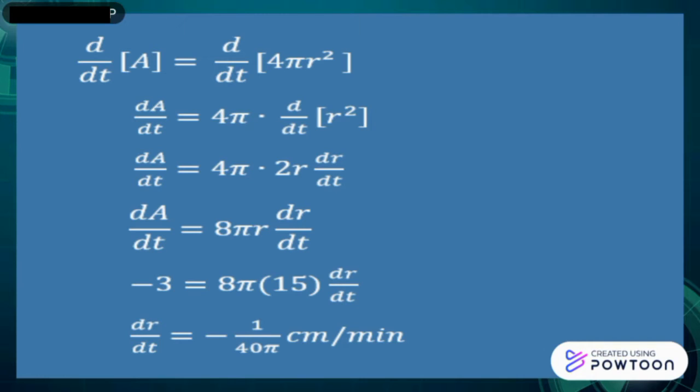We can substitute the value of A in the equation of the derivative of A with respect to t. Now, we can bring the constant to the front. We end up with 4π multiplied by the derivative of r² with respect to t. Multiply 4π and 2r and we get 8πr dr/dt. Next, substitute the value of dA/dt and r into the equation. Therefore, we got the answer for dr/dt, which is negative 1/40π centimeter per minute.